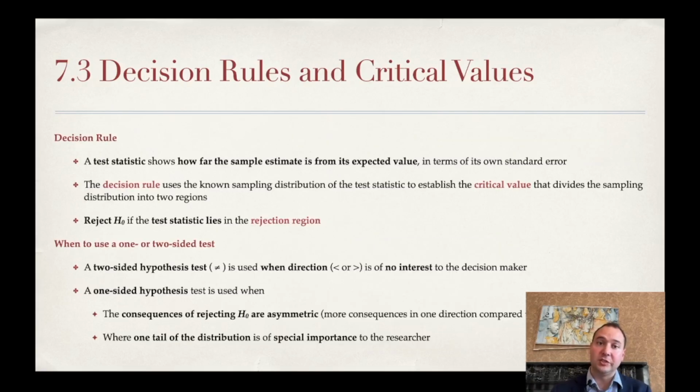Let's talk about the decision rule. A test statistic shows how far the sample estimate is from its expected value in terms of its own standard error. This just means how far is our sample from what we expect it to be, probably our mu0, right? The decision rule uses the known sampling distribution of the test statistic to establish a critical value that divides the sampling distribution into 2 regions.